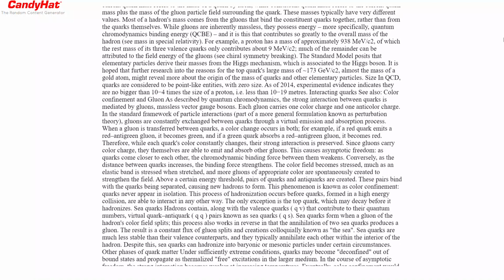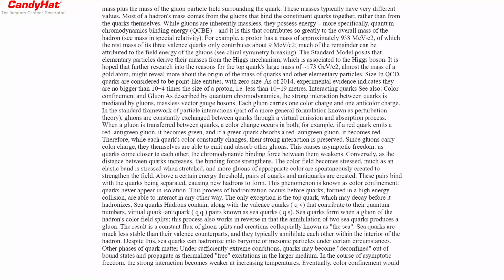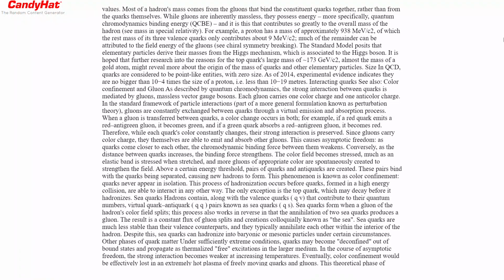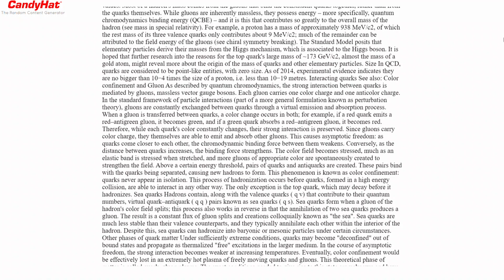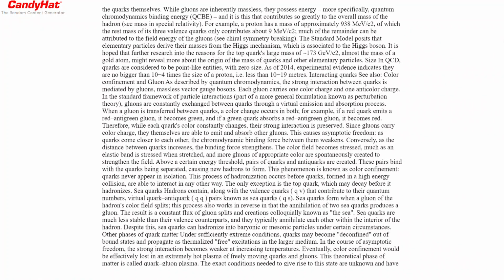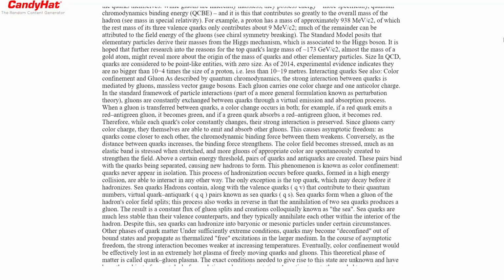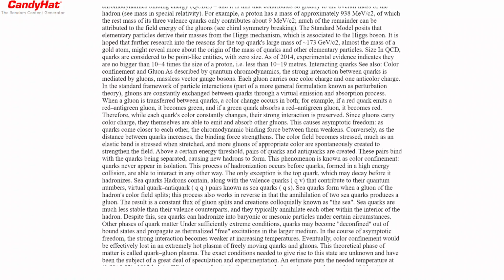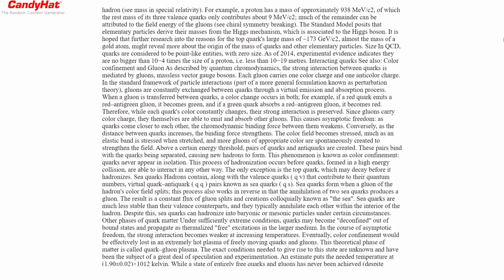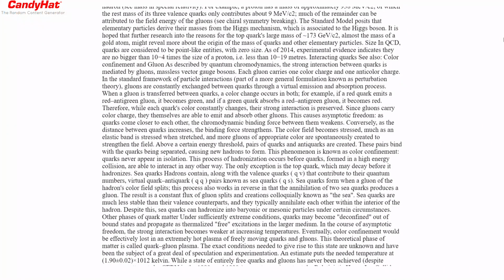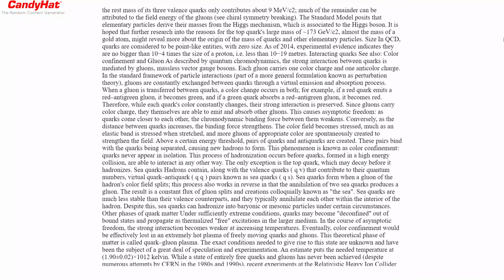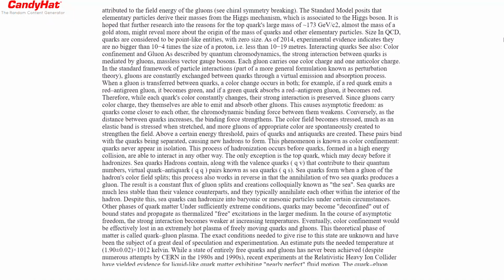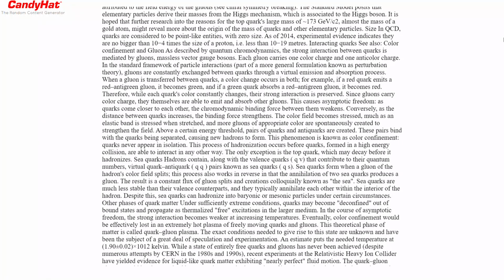The result is a constant flux of gluon splits and creations, colloquially known as the sea. See, quarks are much less stable than their valence counterparts, and they typically annihilate each other within the interior of the hadron. Despite this, sea quarks can hadronize into baryonic or mesonic particles under certain circumstances. Other phases of quark matter under sufficiently extreme conditions. Quarks may become deconfined out of bound states and propagate as thermalized free excitations in the larger medium. In the course of asymptotic freedom, the strong interaction becomes weaker at increasing temperatures. Eventually, color confinement would be effectively lost in an extremely hot plasma of freely moving quarks and gluons. This theoretical phase of matter is called quark-gluon plasma.